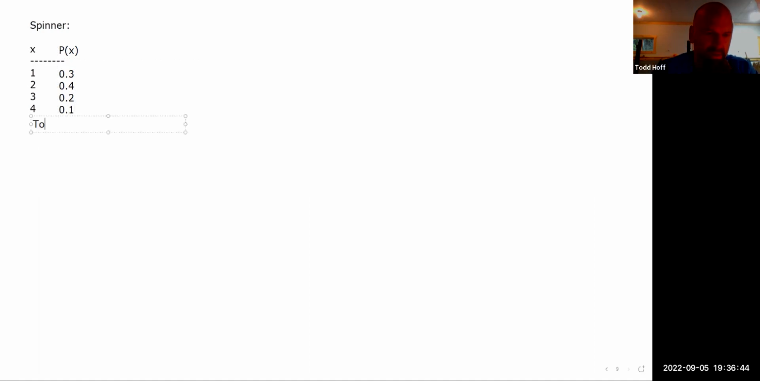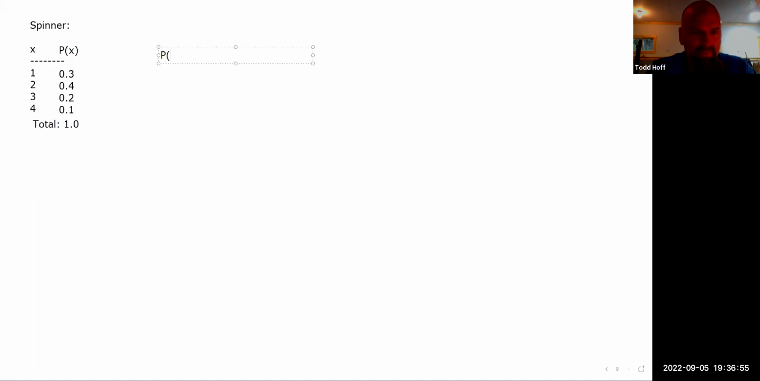So let's look at a spinner, and I'm not going to show the spinner, but on this spinner, we can get certain values. Our values can be a 1, 2, 3, or 4. And the probability of getting each of those values, let's say it's 0.3, 0.4, 0.2, and 0.1. Now, all of those probabilities are between 0 and 1, and the total, if I add those all up, is 1.0. So it's exactly 1. So it's a valid probability distribution.